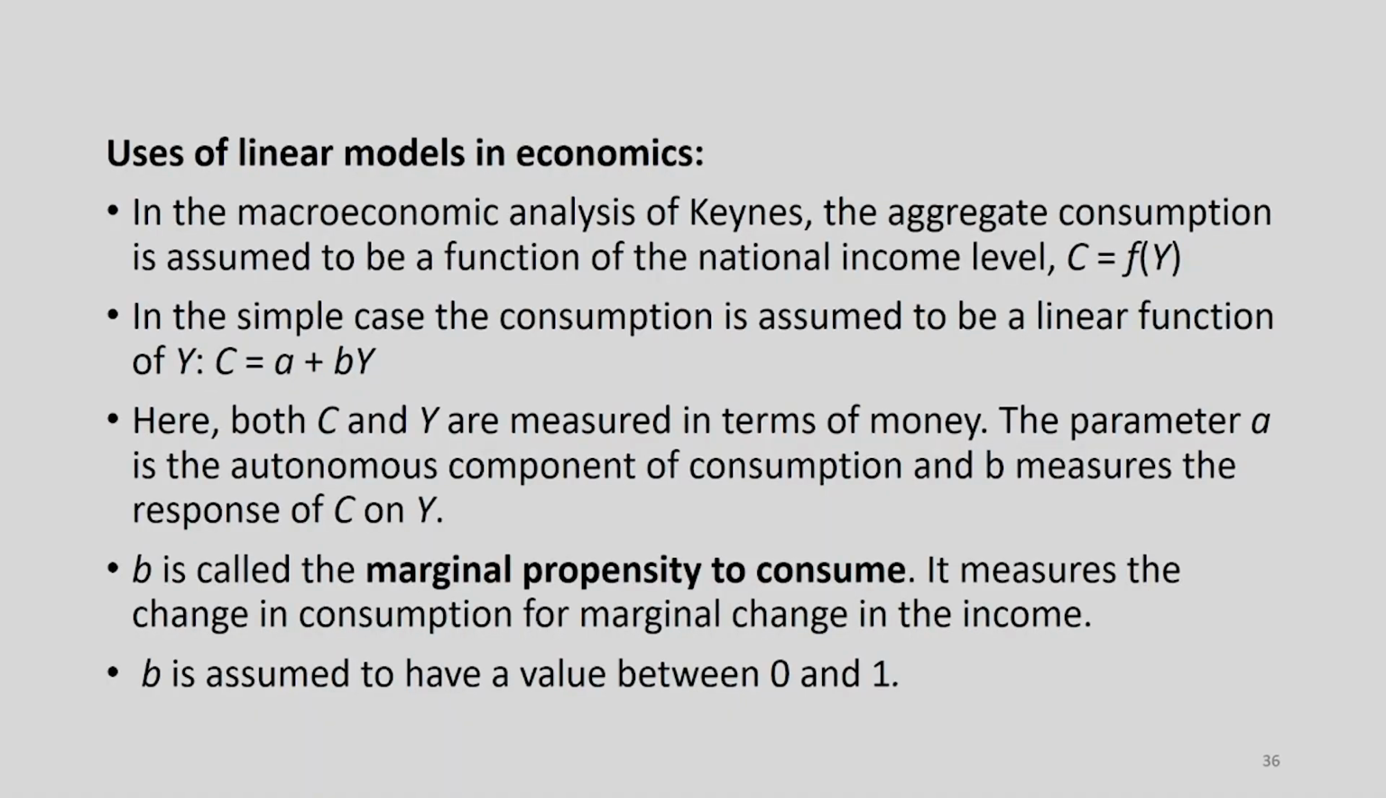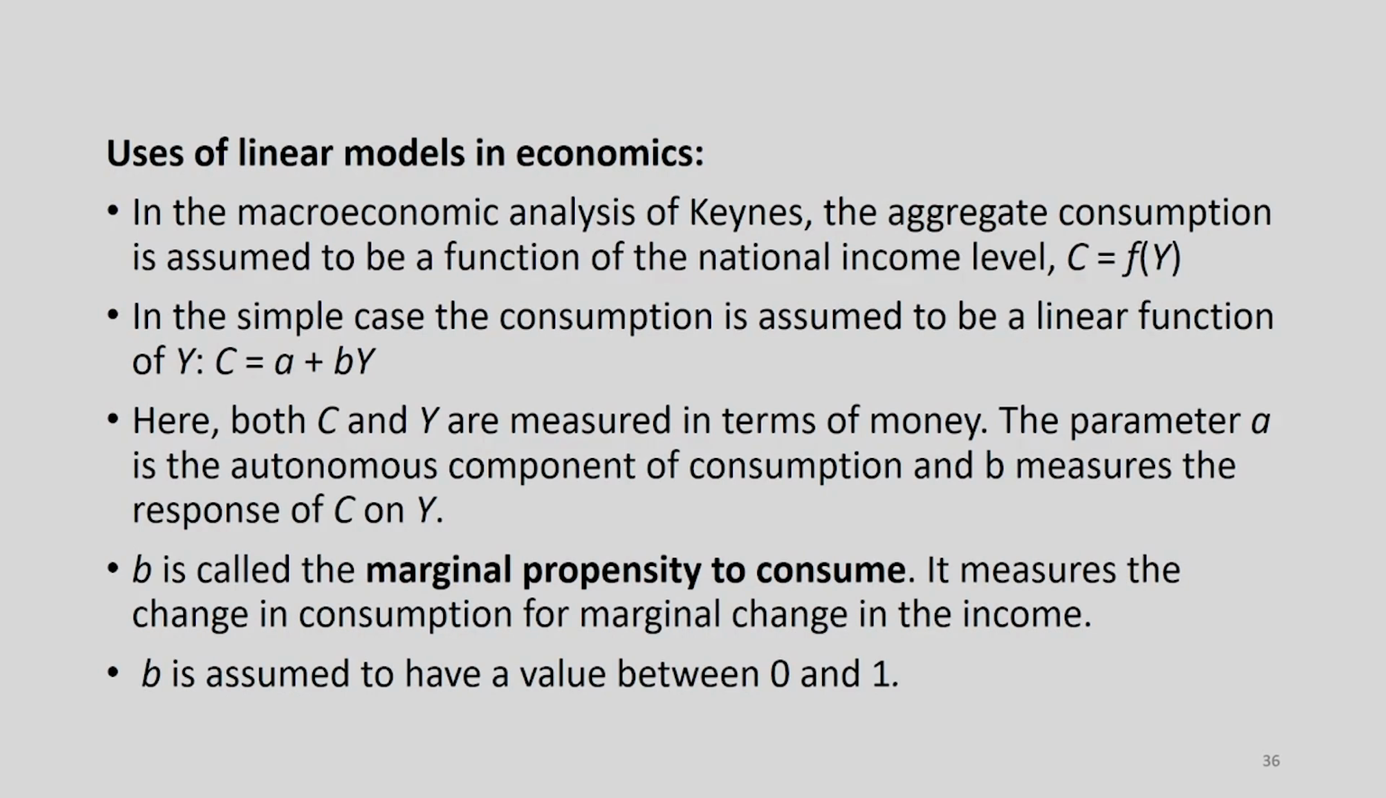Welcome to the 7th lecture of this course, Mathematics for Economics Part 1. In the last few lectures we have been talking about functions, and in particular linear functions, and how in a linear function there could be two components. One is the autonomous or constant component, and the other is the component which varies with the change in the argument or the independent variable. And I was talking about the uses of linear models or linear functions in economics.